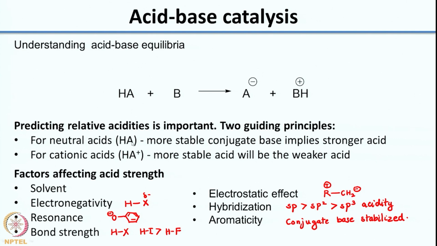So, for neutral acids I told you the more stable conjugate base implies a stronger acid. For cationic acids we saw that the more stable acid will be the weaker acid. Then we also looked at multiple factors favoring the acid strength such as solvent, electronegativity, resonance, bond strength, electrostatic effect, hybridization and aromaticity. So, I am not going to discuss all of this in detail because we had done that in week 7. You can go back and look at week 7 notes to understand each of these effects.